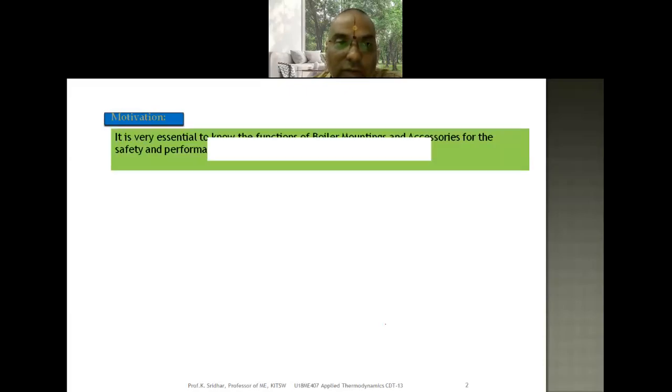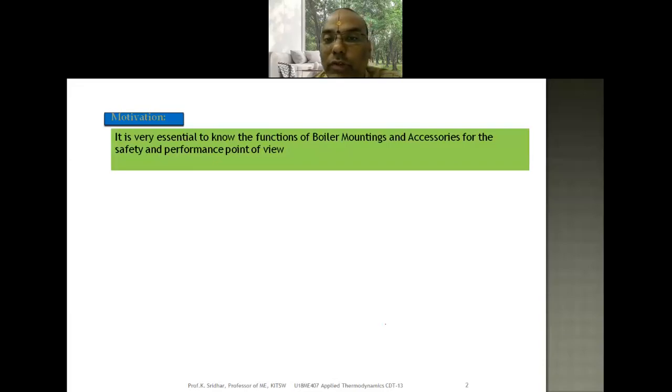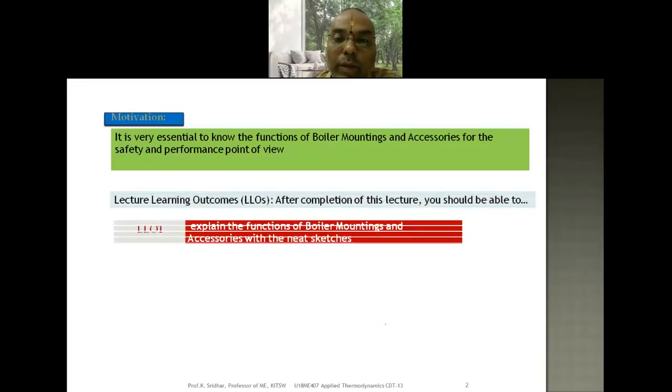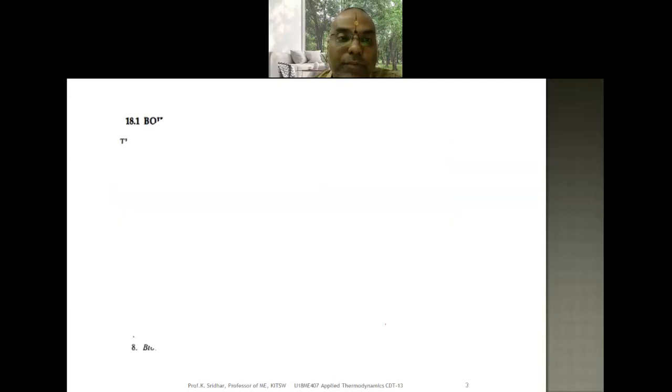But today's class is a very important one. It is very essential to know the functions of the boiler mountings and accessories from the safety and performance point of view. And the outcome I'm expecting after this lecture is that you should be in a position to explain the functions of the boiler mountings and accessories with the help of neat sketches.